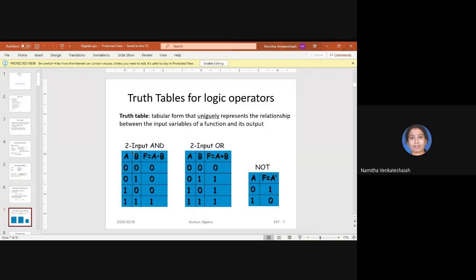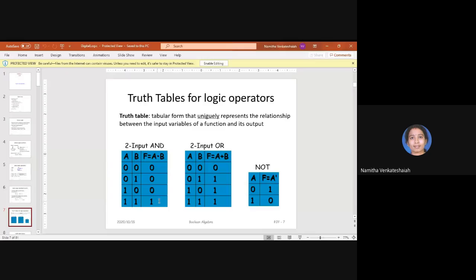If you have two inputs A and B, F is equal to A dot B, meaning A and B. So 0 and 0 will give you 0. If A is 0 and B is 1, A and B will again give you 0 only. If A is 1 and B is 0, then also you get 0 only. If A is 1 and B is 1, it gives you 1.